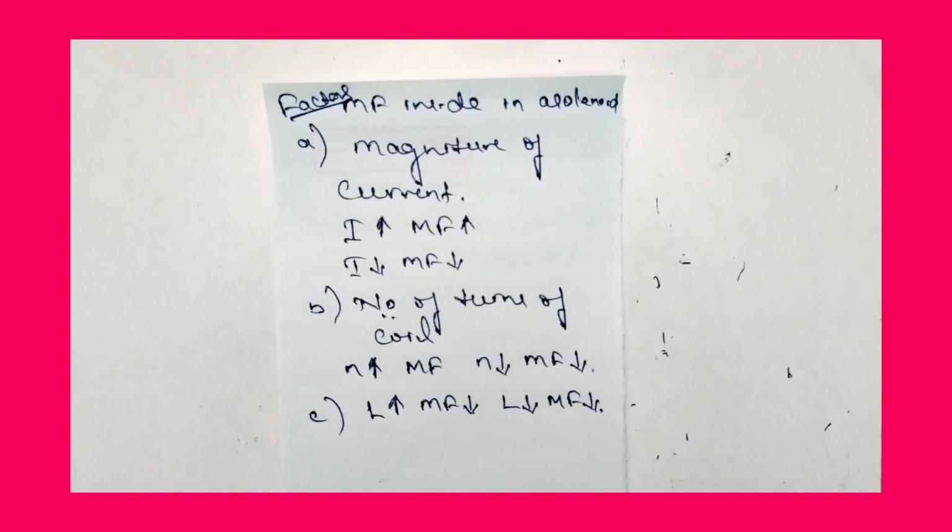The pattern of the magnetic field lines of a solenoid will be similar to the magnetic field line pattern of a bar magnet. So this must and should be remembered. So this is the thing that you have to keep in mind.